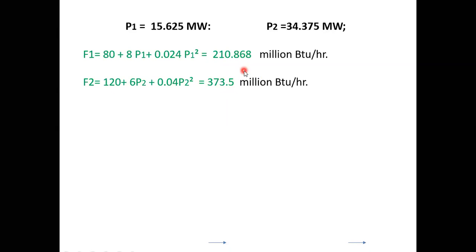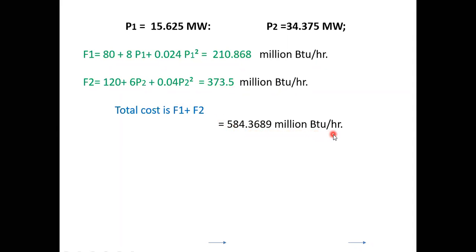For example, when you are considering F1, this is 210.868 million BTU per hour. Similarly, when you are considering F2, this is 373.5 million BTU per hour. But when you are adding these two, then we will get total is 584.3689 million BTU per hour.